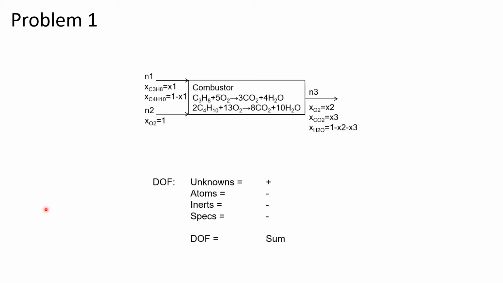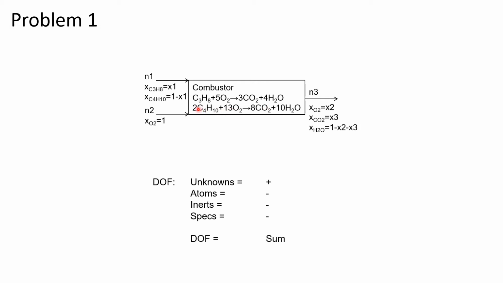So I hope you took a moment to draw the process flow diagram, label the streams, and then balance the combustion reactions, and hopefully you ended up with what you see here. First of all, here's the combustor, and inside it are written the two combustion reactions. The first is a reaction of propane with oxygen to form CO2 and water.